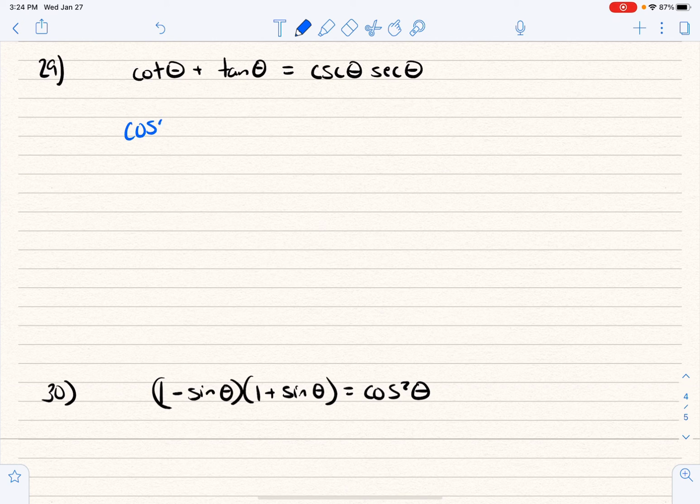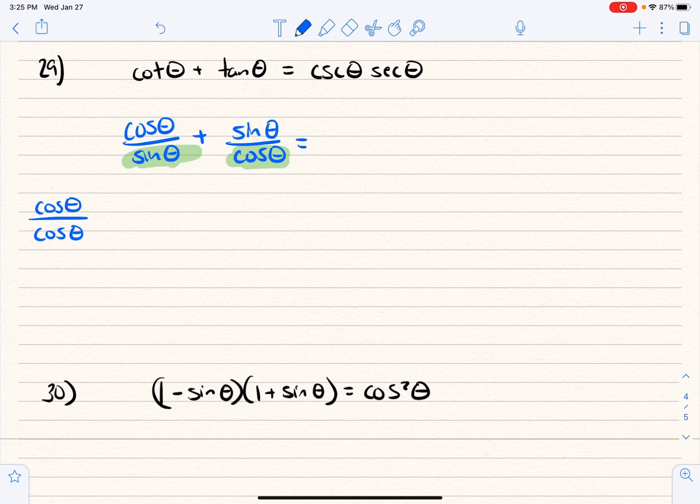Well, cotangent theta is cosine theta over sine theta. Tangent theta is sine theta over cosine theta. And for these, you think common denominator. This one has a sine theta in the denominator. The other one has a cosine theta in the denominator. The only common denominator of those is the product of them. So I say, well, this one's got to get what it doesn't have. It doesn't have a cosine theta in the denominator. So I'm going to multiply the top and bottom by cosine theta. This one doesn't have a sine theta in the denominator. So I'm going to multiply the top and bottom by sine theta.